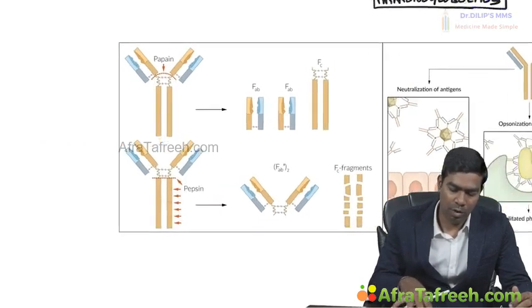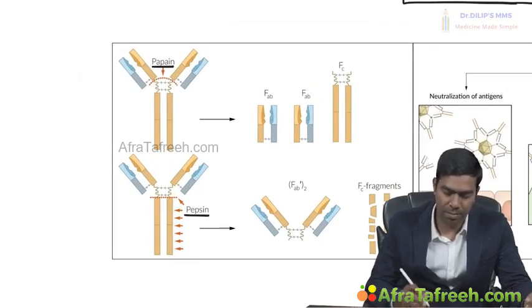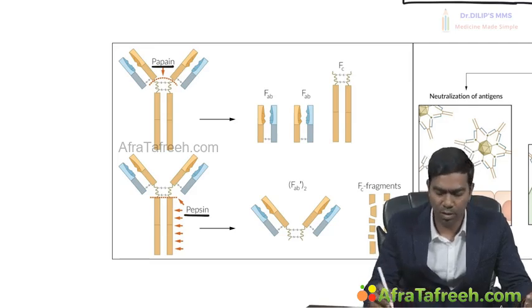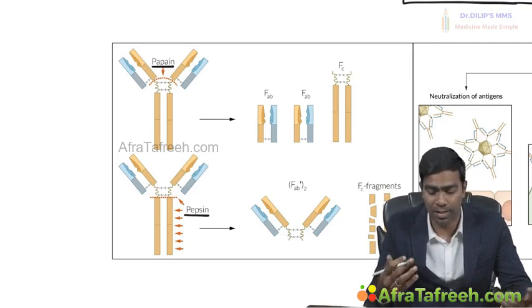So you have immunoglobulin. Let us see the immunoglobulin function. You know there are two cleavage studies, papain and pepsin, which we'll see in some time. But first, the chains of the immunoglobulins.